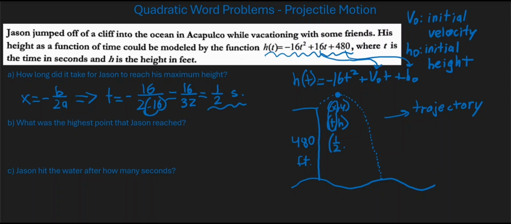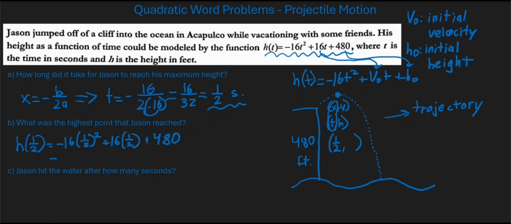All right, now part B is moving on to ask what was the highest point that Jason reached. So that's pretty much asking you for the y value of the vertex, because the y value of the vertex would correspond to the height that he attains at the maximum point. So to get the y value of the vertex, you plug in your x value of the vertex, which we found to be 1/2, in place of every t. So the height after 1/2 of a second would be negative 16 times 1/2 squared plus 16 times 1/2 plus 480.